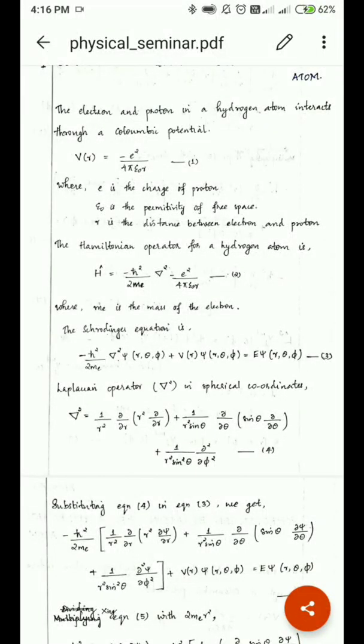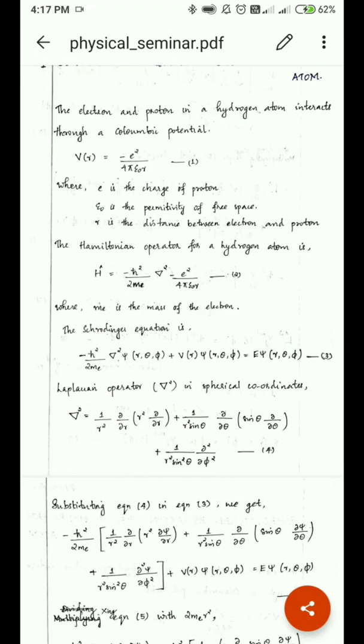Hello everyone. Today I'm going to discuss the Schrodinger equation for a hydrogen atom. The electron and proton in a hydrogen atom interact through a Coulombic potential, that is V of r is equal to minus e square by 4 pi epsilon naught r, which is the first equation. Here e is the charge of the proton, epsilon naught is the permittivity of free space, and r is the distance between the electron and proton.